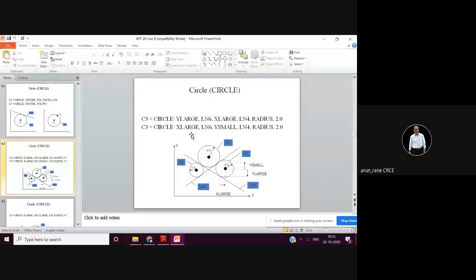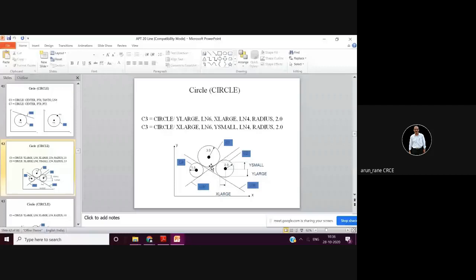So you have to select now the largest for this, you have X for this, you have X for this, and you have X for this. So you have to select X large if I want this circle. Then you have to select Y small, and then you have to select the line and then radius. But nobody goes for such a complicated manner, because there are chances that you may make mistakes. So it is always advisable that you calculate the center, where the center is located, and just define that point.